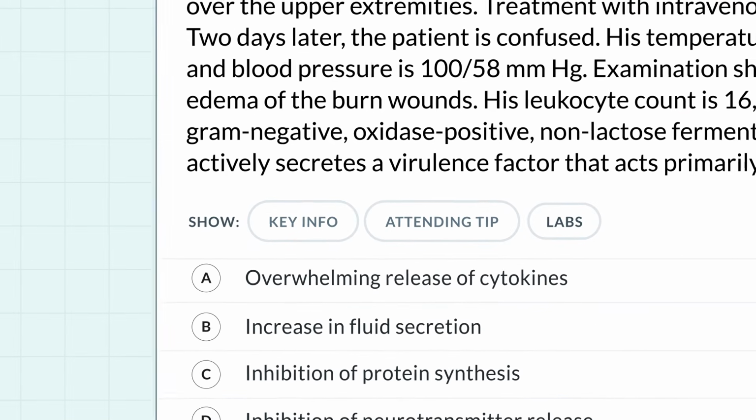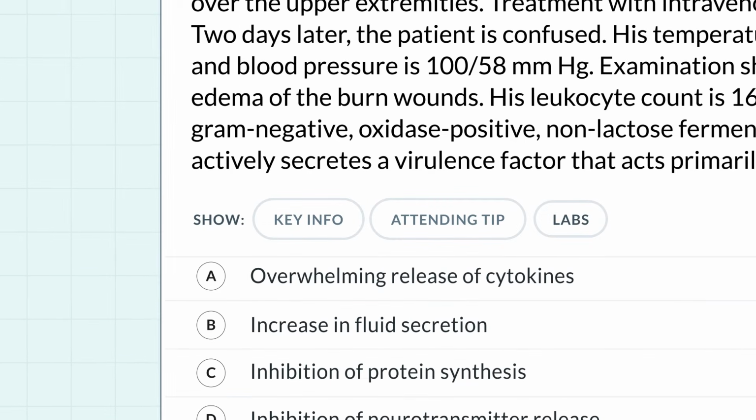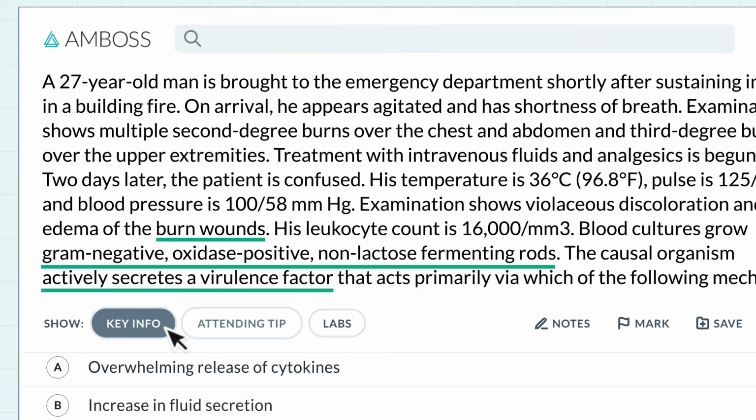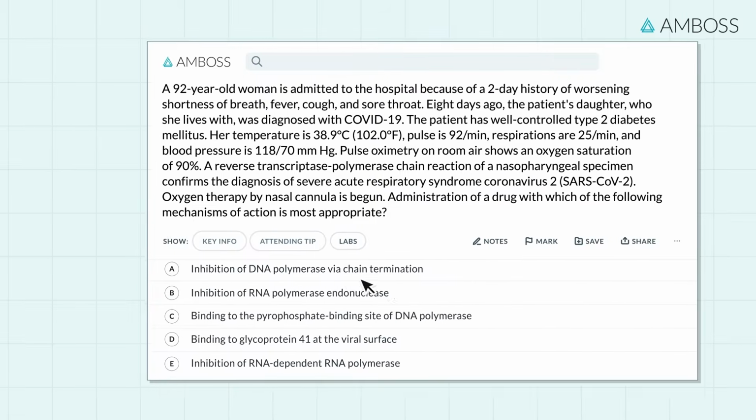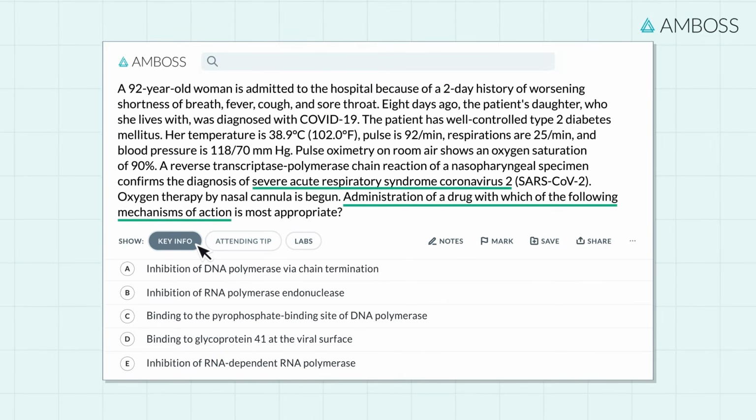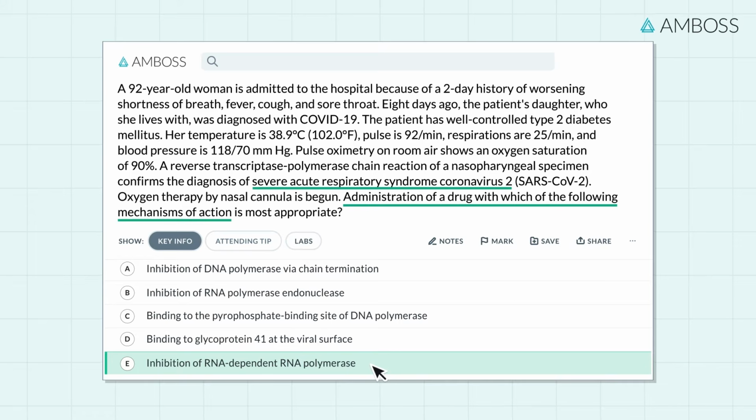The AMBOSS Key Info feature highlights the information crucial to solving the question. This way, it trains you to see through the noise and focus on what's really important. Over time, the more you practice with AMBOSS questions, the more intuitively you will focus on the most important bits. And so, become a much more efficient question solver, even in exam conditions.